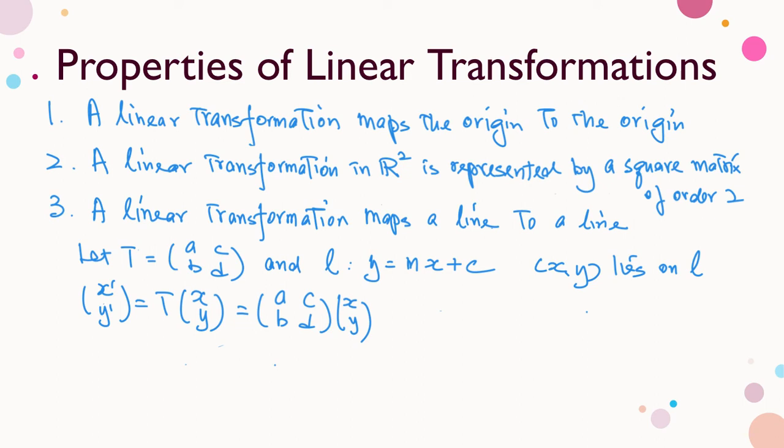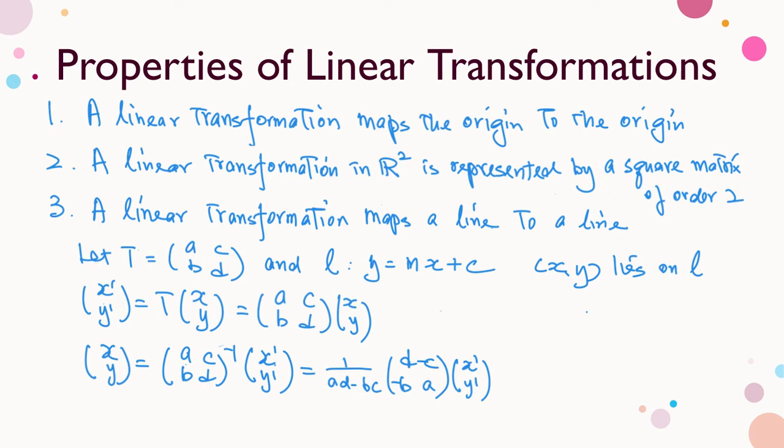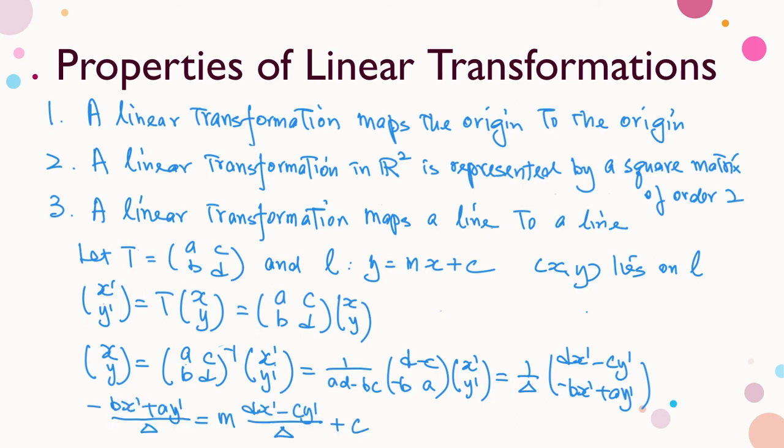Firstly, make (x, y) the subject by multiplying the inverse of the matrix to both sides. Use delta to represent the determinant. Then, substitute the result into the given line. Rearrange and simplify. We have, thus, (x prime, y prime) satisfy a linear equation. That is, they refer to a point on a straight line.